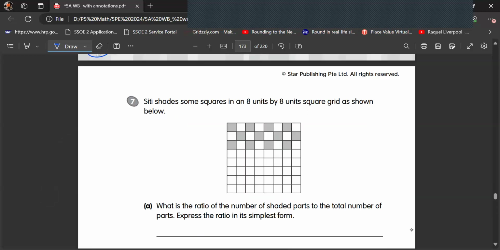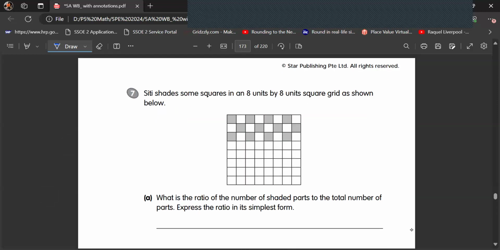So, question 7 says, here, there is an 8 by 8 unit square grid. So that means here is 8 units. Very good. Because of your knowledge of squares, like Skylar, he's very quick to say, that means total number of squares, 8 units times 8 units, 64 units.